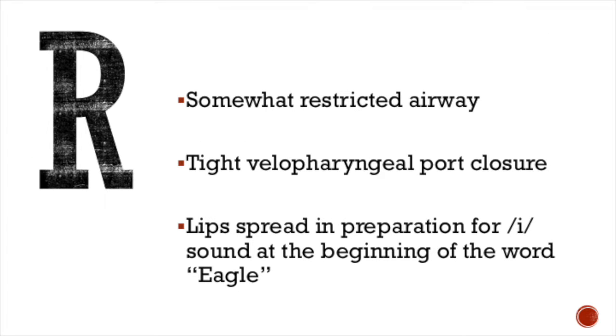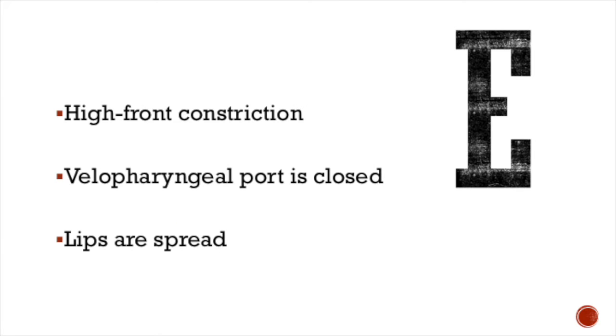R. The airway is still somewhat restricted with a tight velopharyngeal port closure. The lips are spread in preparation for the E sound at the beginning of the word eagle. E. Constriction has now moved to high front and the velopharyngeal port is still closed. The lips are now spread completely.